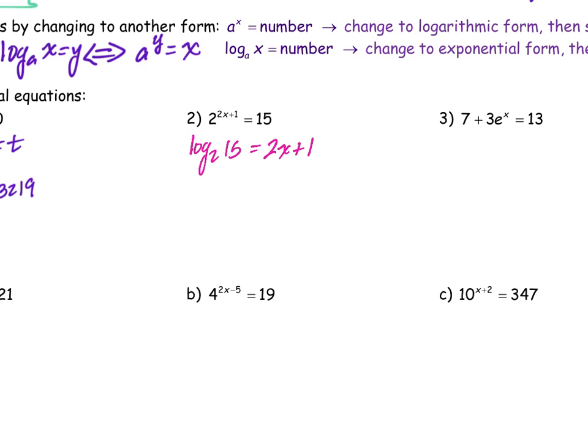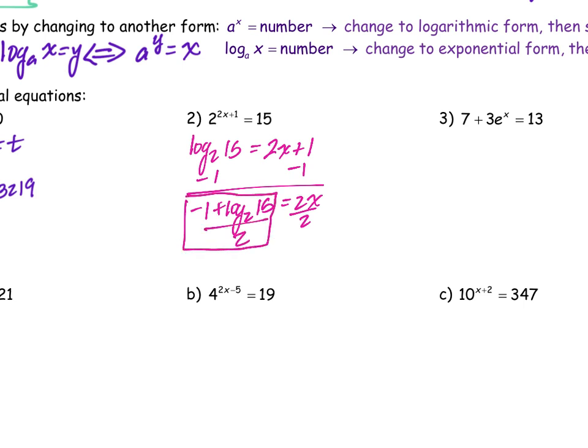So what I want to do before I do that is my adding and subtracting and dividing, and then I can put it all into the calculator at one time, so I'm not rounding and rounding and rounding and getting my answer a little bit further off. The first thing I'm going to do is subtract 1. So I get -1 plus log base 2 of 15 equals 2x. Divide by 2. And this whole big ugly thing is what I'm going to put into the calculator.